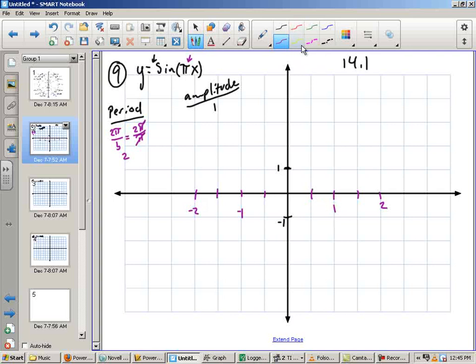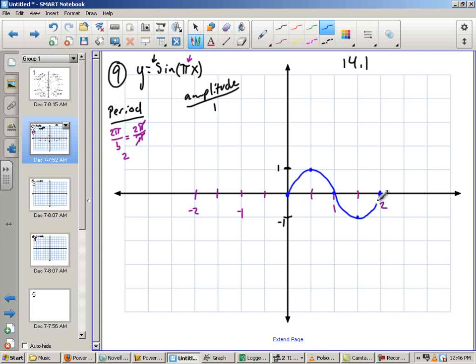Now I need to go in and actually produce the sine wave. I know that the sine function starts at 0, goes up to its maximum, back to 0, down to its minimum, and then back up to 0. And so this is my sine wave.